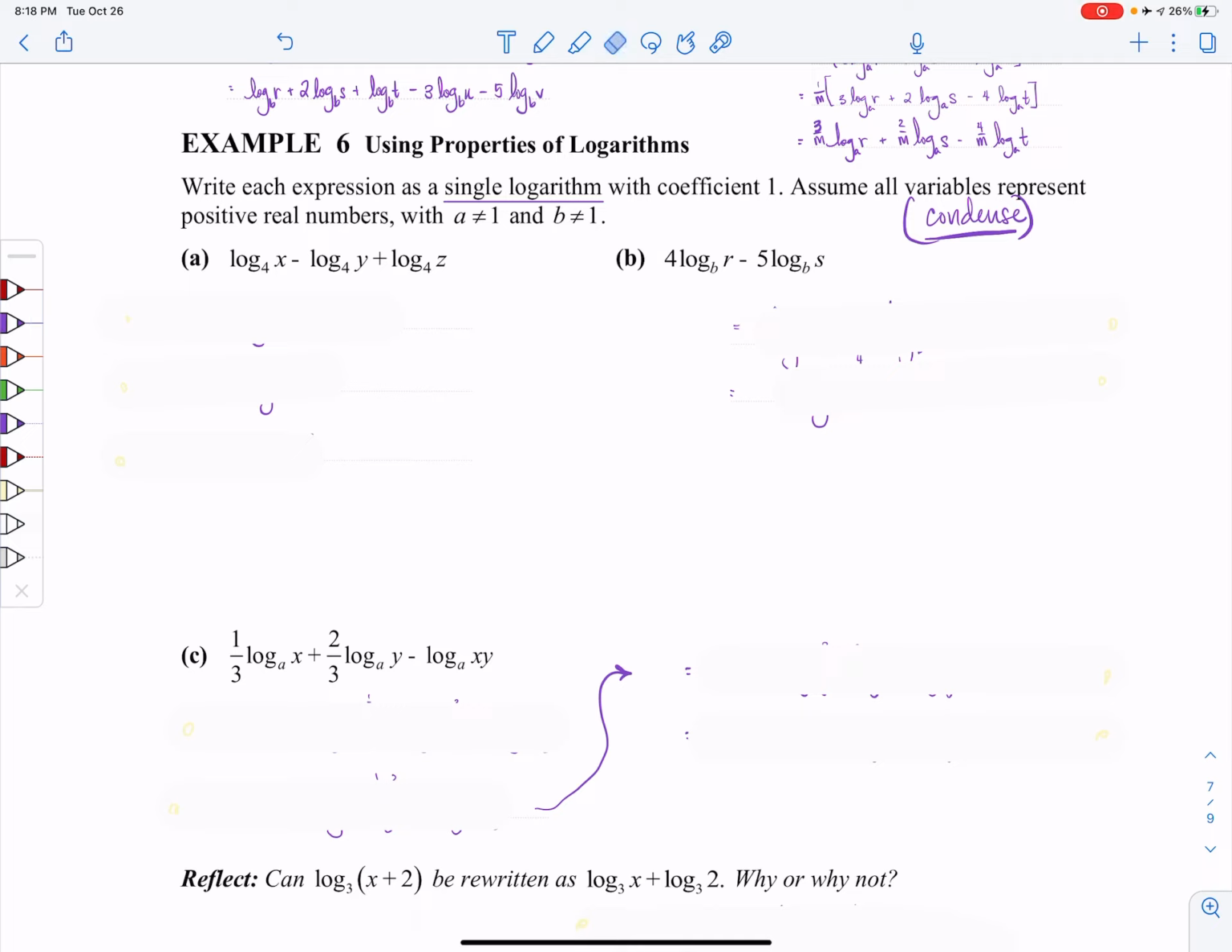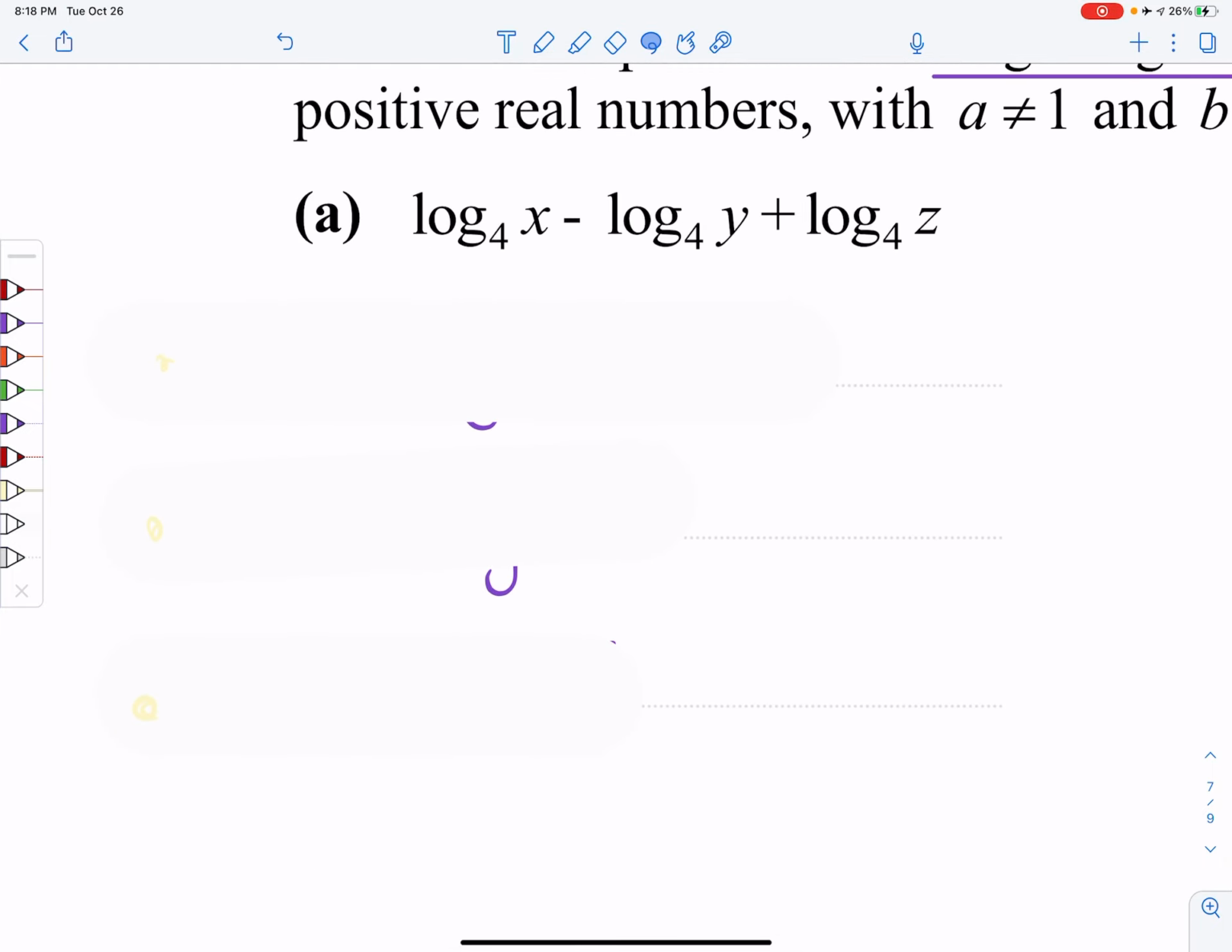All right, so here we go. Notice that for part A, let's only look at the first 2 pieces. A log minus a log looks like the quotient rule. And so the difference of 2 logs can be rewritten as the single log of a quotient. So you'll notice here my 2 logs were condensed into a single log of a quotient. The last term was just copied.